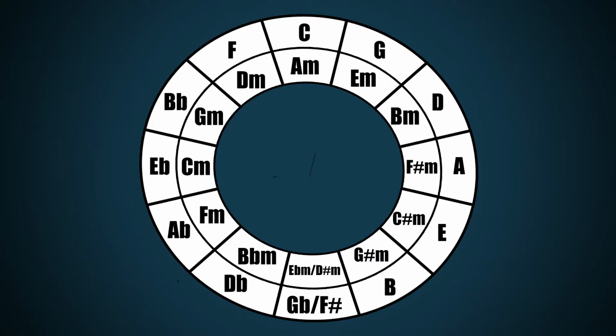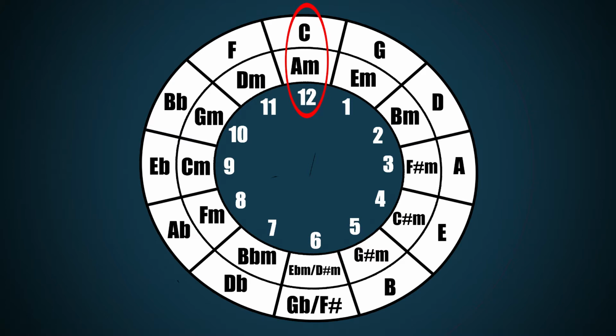The circle is just like a clock face, as it has 12 points on it. So first of all, I want you to pick a number between 1 and 12. Now I'm going to use 12 o'clock as my first example.